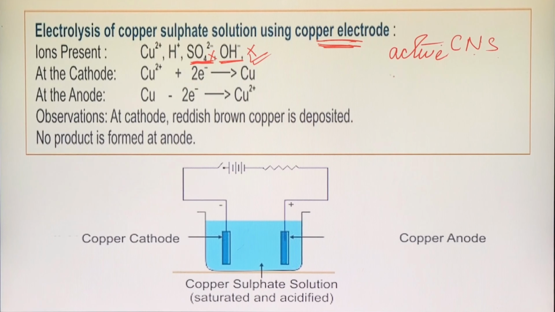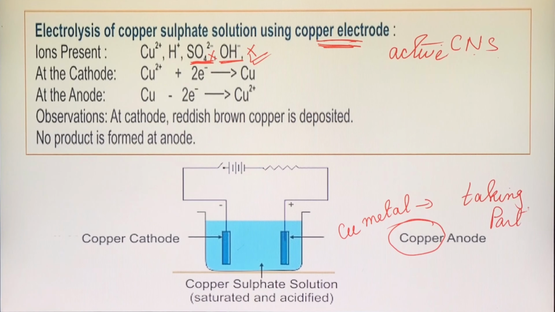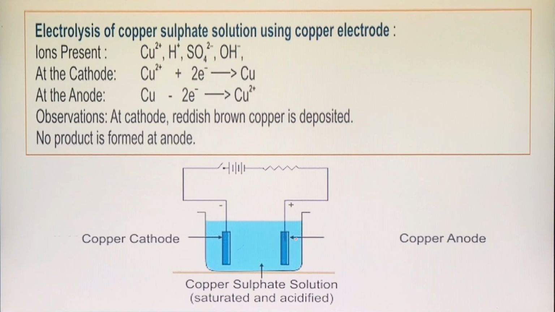Instead, the metal itself at the anode takes part. What metal have we taken at the anode, children? We have taken copper metal at the anode. It itself will start taking part in the reaction. Am I clear? It itself will start breaking and falling into the solution. Let's see how this happens. I hope till here it's clear to you.